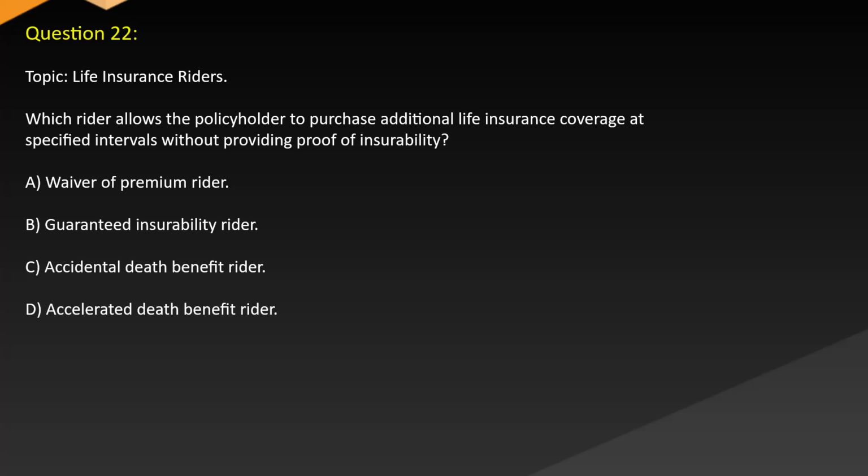Question 22. Topic: Life insurance riders. Which rider allows the policyholder to purchase additional life insurance coverage at specified intervals without providing proof of insurability? A. Waiver of premium rider. B. Guaranteed insurability rider. C. Accidental death benefit rider. D. Accelerated death benefit rider.